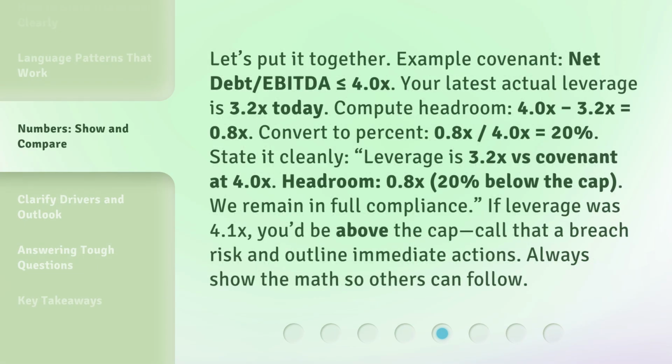Let's put it together. Example covenant, net debt/EBITDA is less than or equal to 4.0x. Your latest actual leverage is 3.2x today. Compute headroom, 4.0x minus 3.2x equals 0.8x. Convert to percent. 0.8 divided by 4.0x equals 20%. State it cleanly. Leverage is 3.2x versus covenant at 4.0x. Headroom, 0.8x, 20% below the cap. We remain in full compliance.